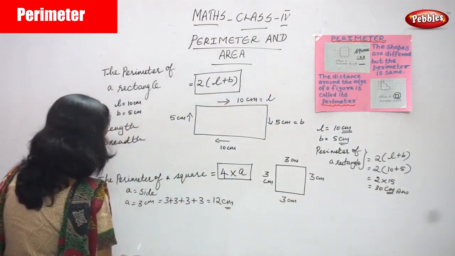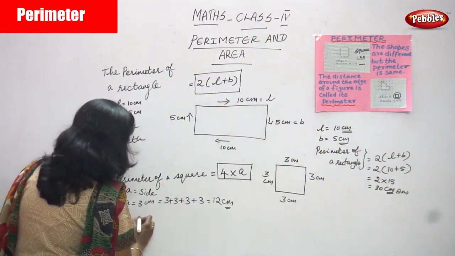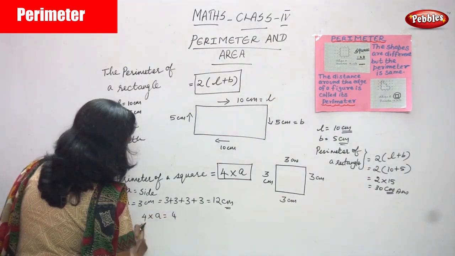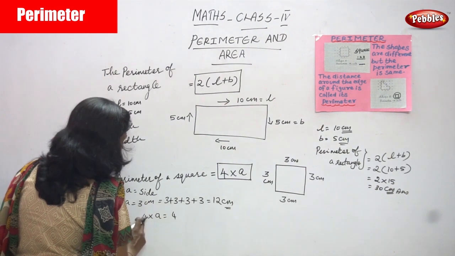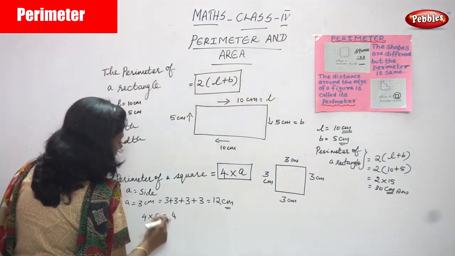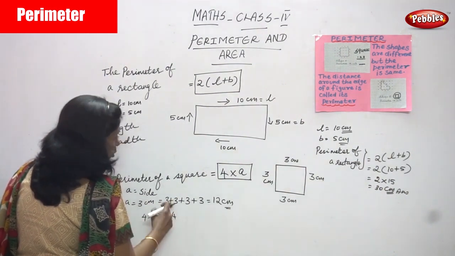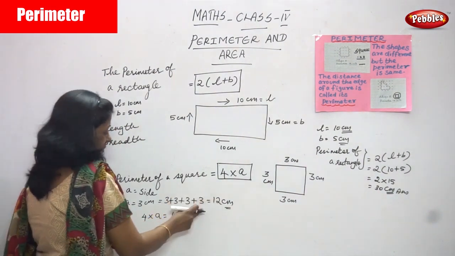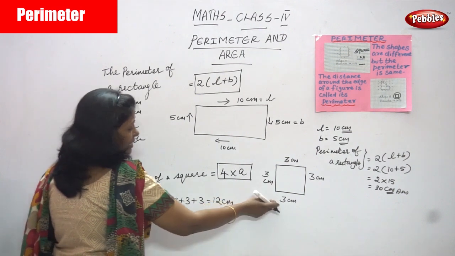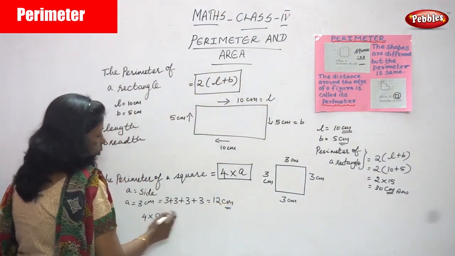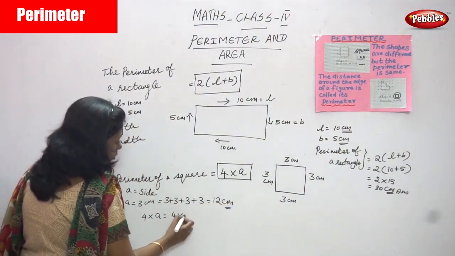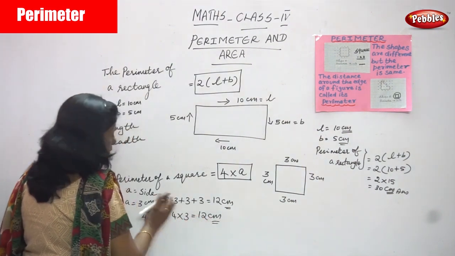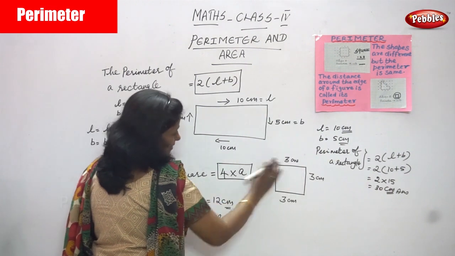Otherwise you have to use the formula: perimeter of a square is equal to 4 into A. That means 4 sides. A means side. So you multiply by the 4 sides. If you add the 4 sides, you get the same value. Otherwise you take only one side value and multiply with 4. You get the same answer. So 4 into 3, you get 12 centimeter.